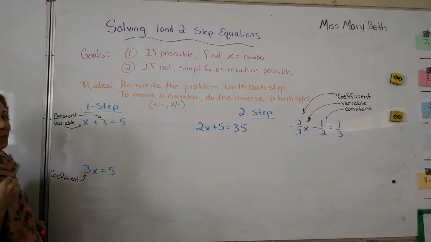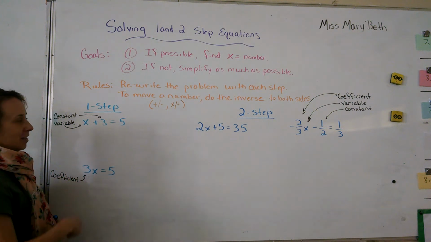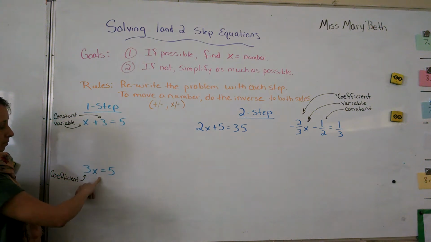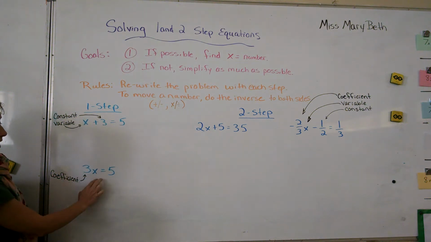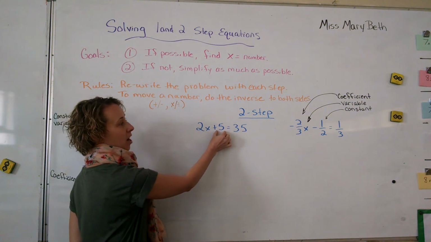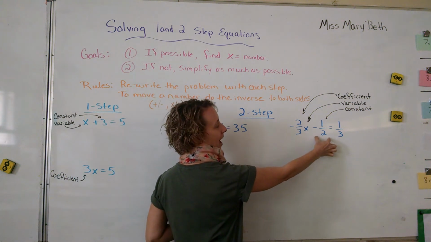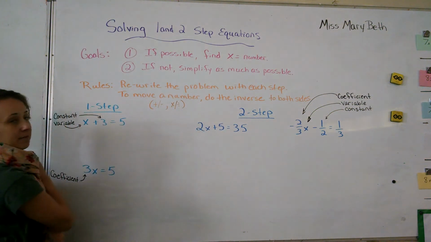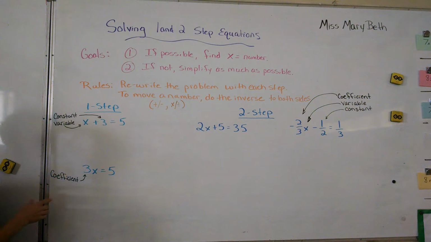Another word you may hear me use is the constant. The constant is the number that's added or subtracted to the variable. Here I'm adding 3, that's my constant. I don't have a constant here. I'm not adding or subtracting anything. Here I'm adding 5, that's my constant. Here I'm subtracting a half, that's my constant.